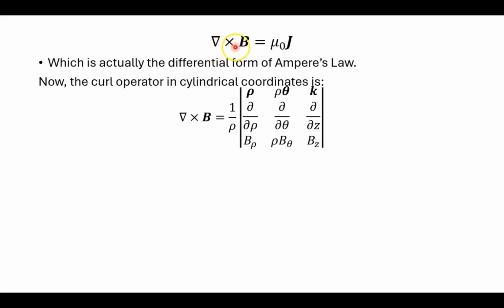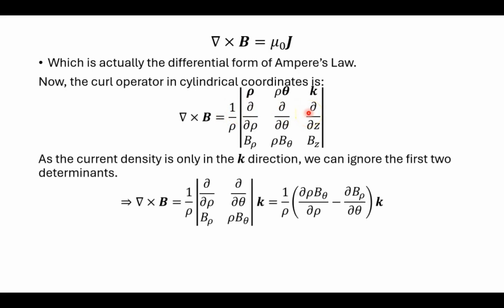Now this curl operator in cylindrical coordinates is this. It looks very different from Cartesian coordinates because you have this rho, this theta, this 1 over rho, and this rho B theta component. This curl or divergence or gradient, basically this inverted triangle del or nabla, is very different in every coordinate system. You need to make sure you search up the right form of it before you use it. But anyway, in cylindrical coordinates, it looks like this. It may look intimidating, but it's actually not.